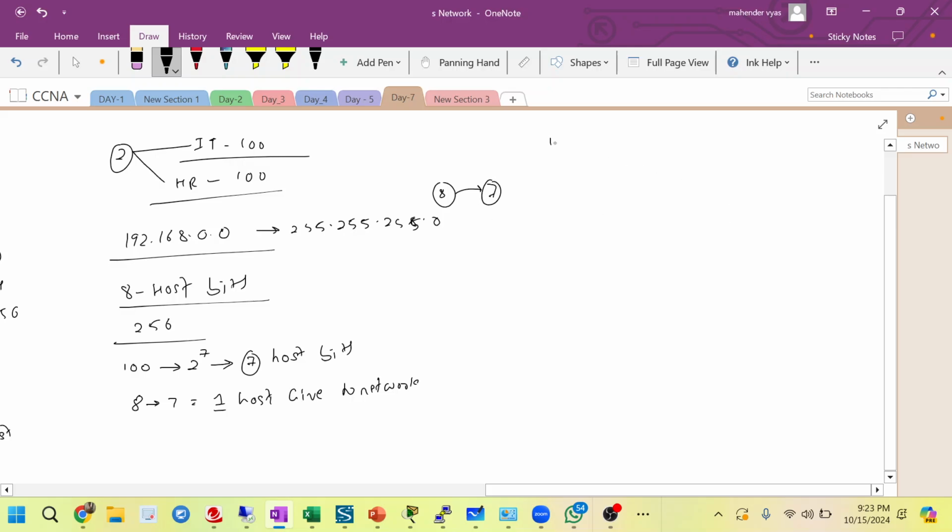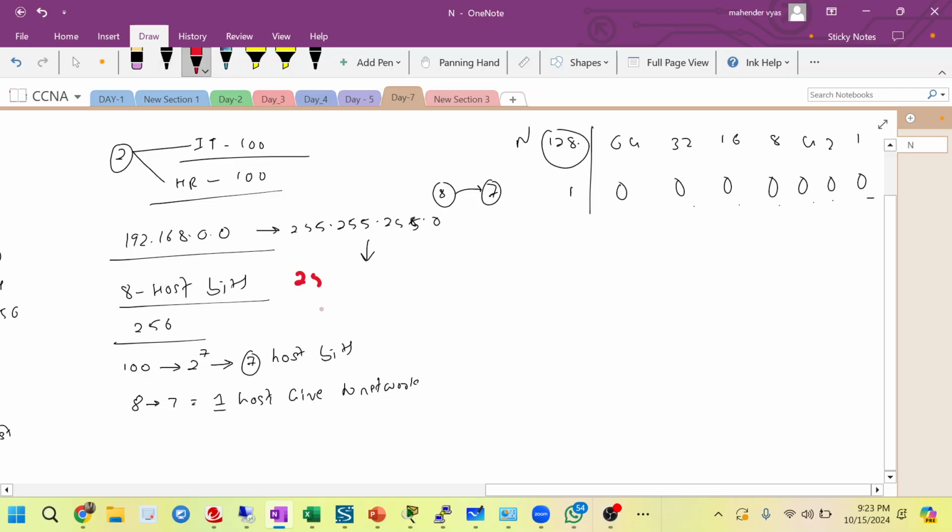So let us see: 128, 64, 32, 16, 8, 4, 2, 1. Whenever we are saying I need only 7 host bits, I'll write all zeros here. 7 numbers over, right? 1 2 3 4 5 6 7. So here it would be 1. So this would be my network bit now. All are host bits now. So the new subnet mask would be different now.